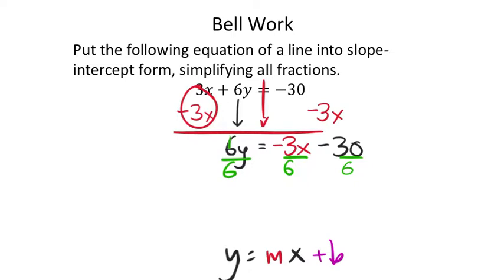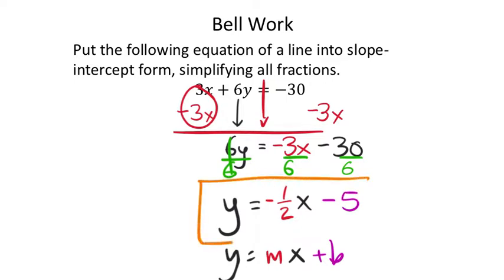So 6 divided by 6 is 1. Of course I'm going to make it a phantom 1, so it looks pretty much like the slope-intercept form. And we're going to have x's, but how many x's? Negative 3 over 6, negative 3 divided by 6, that would be negative 1/2. And then negative 30 divided by 6, that would be negative 5. So this is slope-intercept form here. And again, this would tell us directly what the slope is and what the y-intercept is, and then we should be able to graph that.